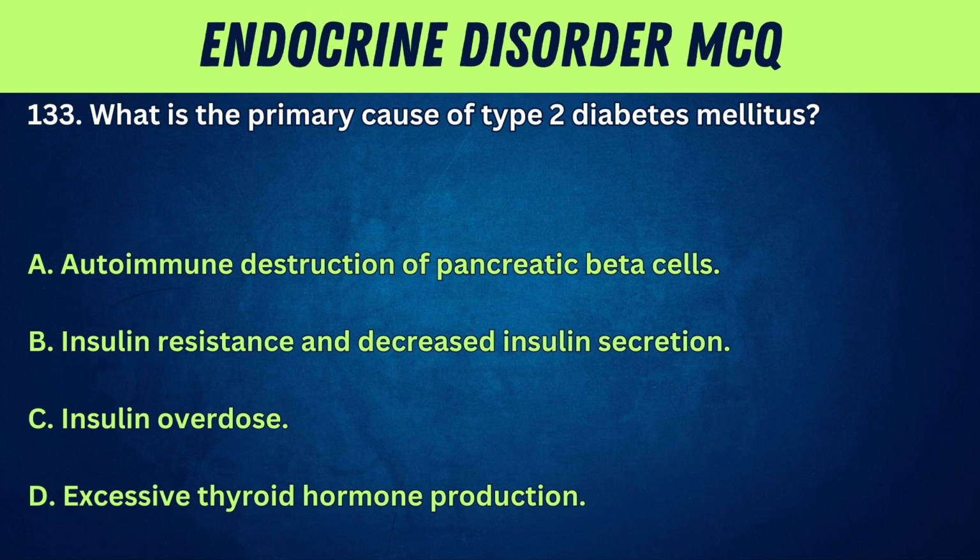133. What is the primary cause of type 2 diabetes mellitus? A. Autoimmune destruction of pancreatic beta cells. B. Insulin resistance and decreased insulin secretion. C. Insulin overdose. D. Excessive thyroid hormone production.